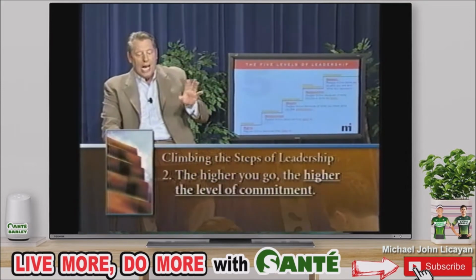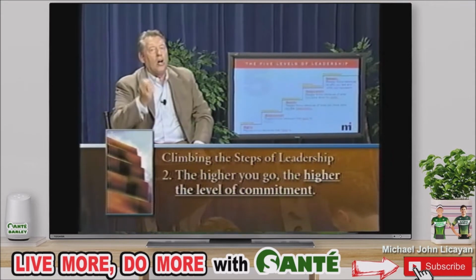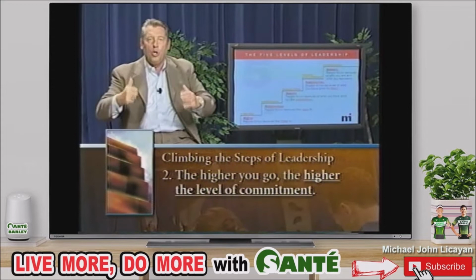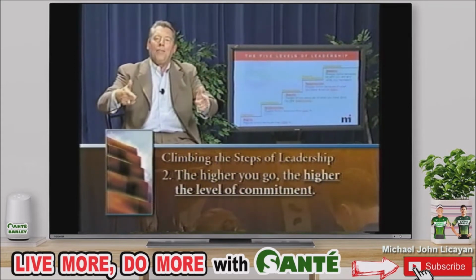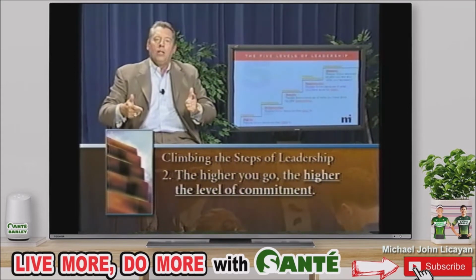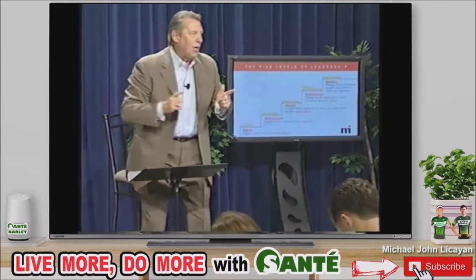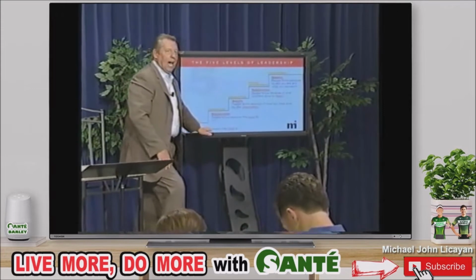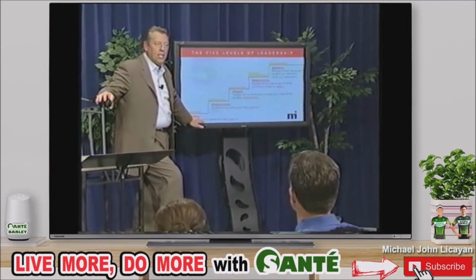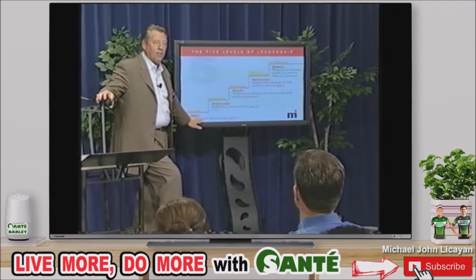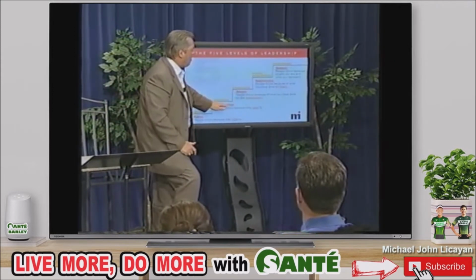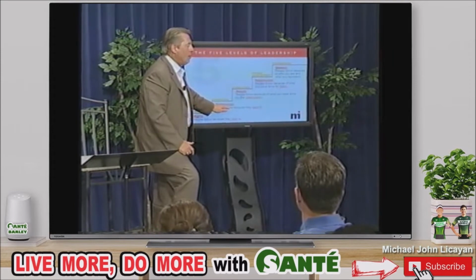The second thing I want to share with you is this. The higher you go, the higher the level of commitment. And the higher the level of commitment is both your commitment to your people and their commitment to you. For example, if we go back to level number 1 for a second, when people follow you because they have to, they're not highly committed to you. They're not highly committed to following you. But every time you go up another level, your commitment to them and their commitment to you increases.